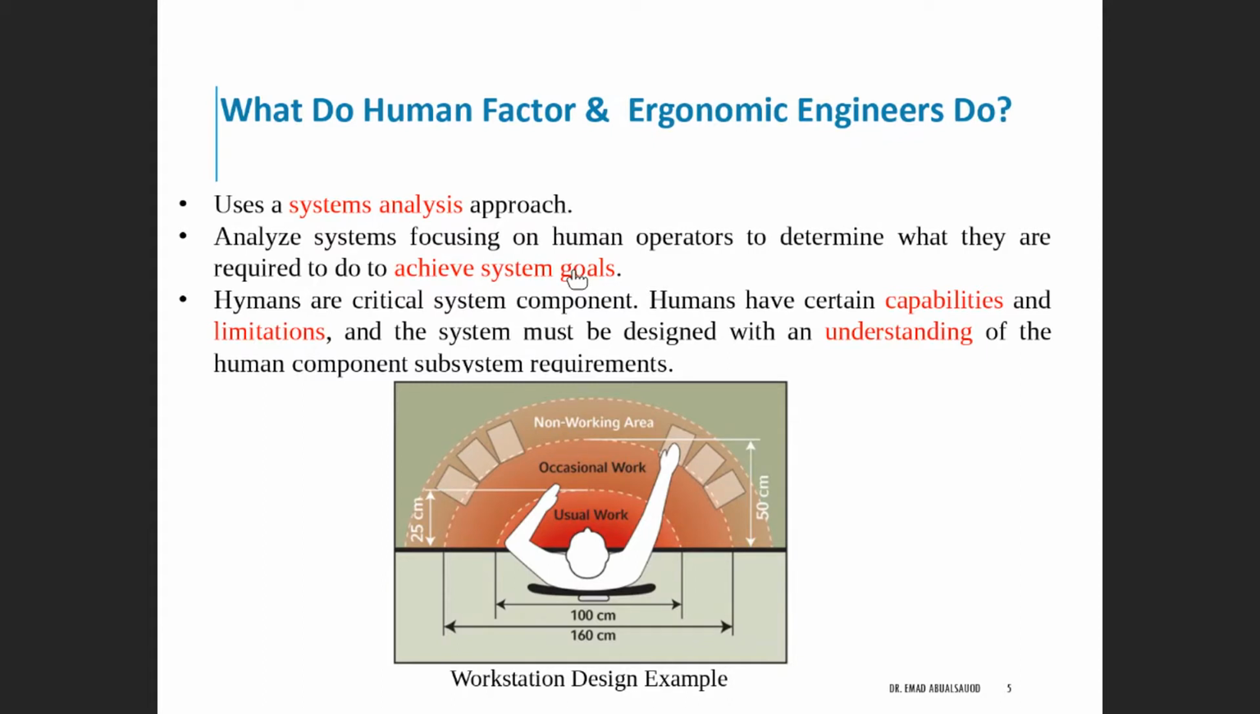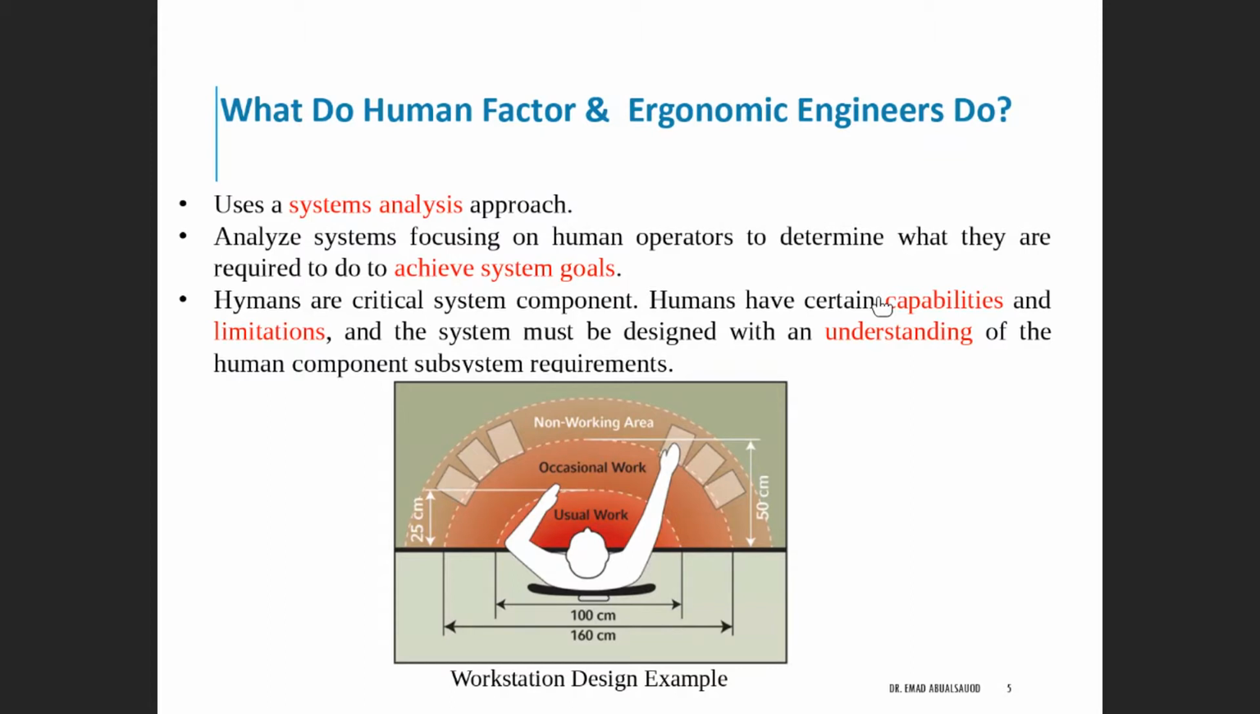During this system process or operations, في الخطوات والعمليات، أحتاج أحلل تداخل العنصر البشري فيها حتى أصل لأهداف النظام أو المنظومة نفسها. Humans are a critical system component، عنصر جدا مهم في any system, and humans have certain capabilities and limitations, and those capabilities and limitations of the humans are different than the machine.